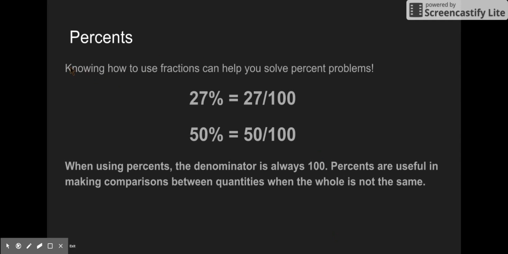Percents. Knowing how to use fractions can help you solve percent problems. So everything you've learned about fractions, like and unlike denominators, equivalent fractions, should come in handy here. Let's recall that percents are always out of 100. 100 is the whole, so 27% is equal to the fraction 27 hundredths. And 50% is equal to the fraction 50 hundredths. When using percents, remember the denominator is always 100.